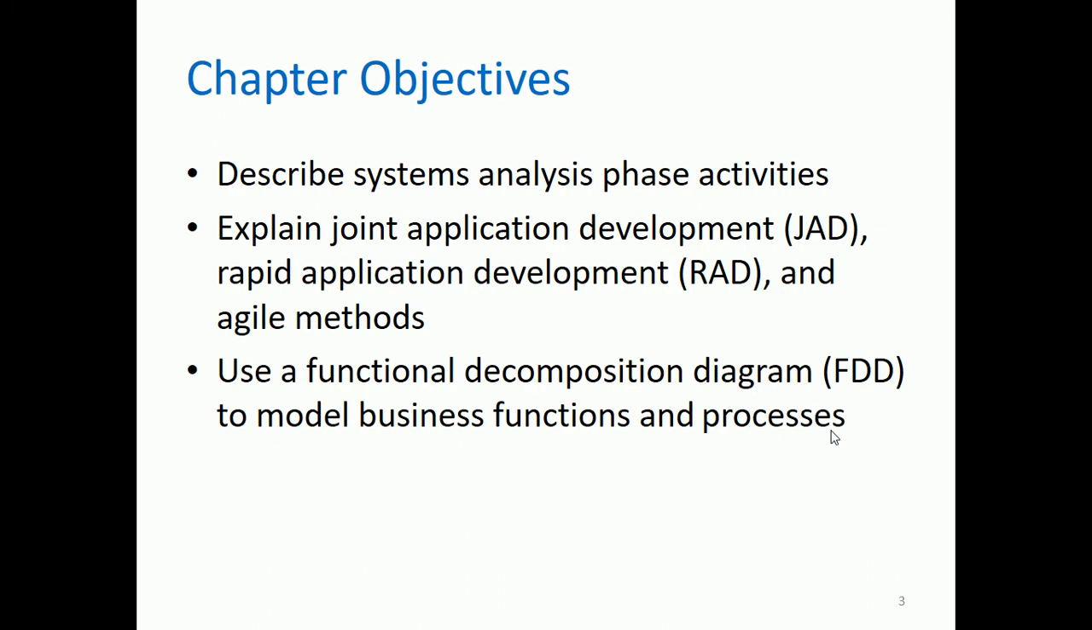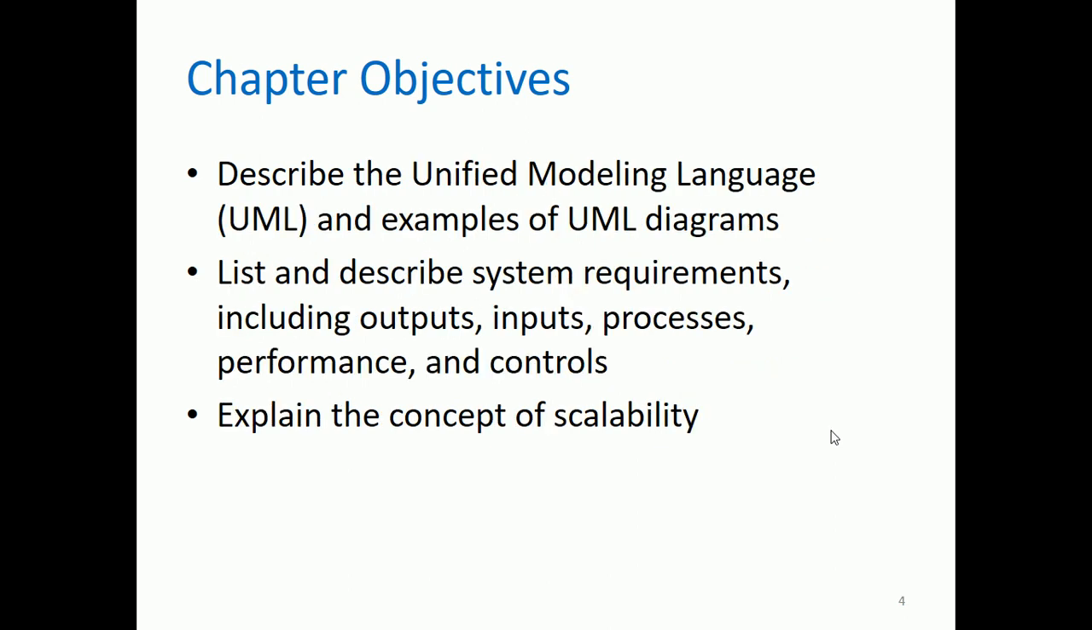The following are the chapter objectives. Describe systems analysis phase activities. Explain joint application development or JAD, rapid application development or RAD, and agile methods. Use a functional decomposition diagram or FDD to model business functions and processes. Describe the unified modeling language or UML and examples of UML diagrams. List and describe system requirements, including outputs, inputs, processes, performance, and controls. Explain the concept of scalability.